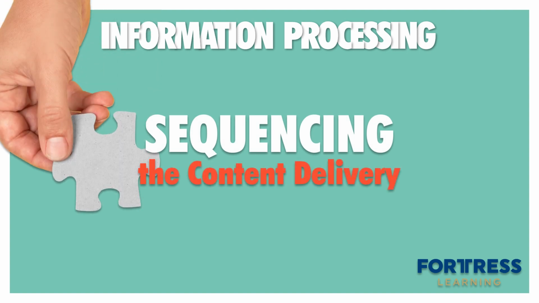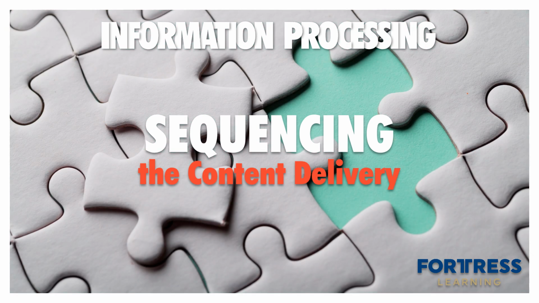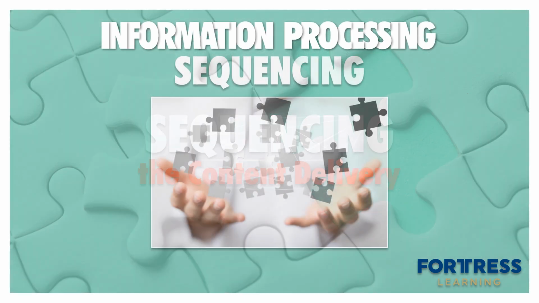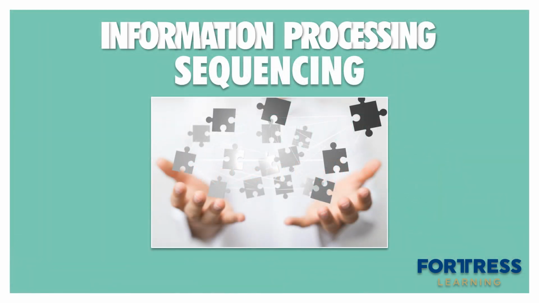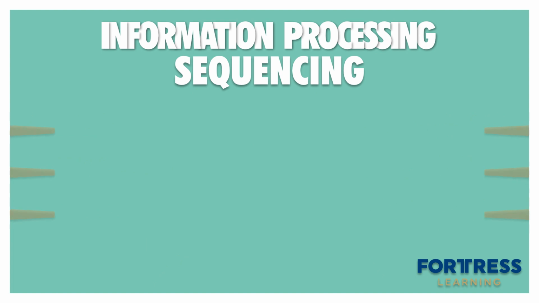It's equally important to ensure that the chunks of information are delivered in a logical sequence so that each new piece of information makes sense and can be linked to previous information learned. If the chunks of information are presented to the learners in a random order, the learners may not be able to make the connections, causing some of the information to be unnecessarily lost.